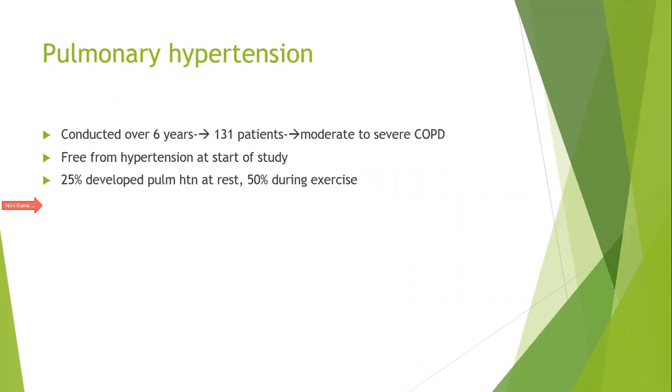Okay. So a brief line about pulmonary hypertension. This was a study conducted over 6 years in 131 patients who had moderate to severe COPD. All patients were free from pulmonary hypertension at the start of the study, but 25% of them developed pulmonary hypertension at rest and 50% during exercise over the course of 6 years. So pulmonary hypertension and heart failure is an important cause of death in COPD.